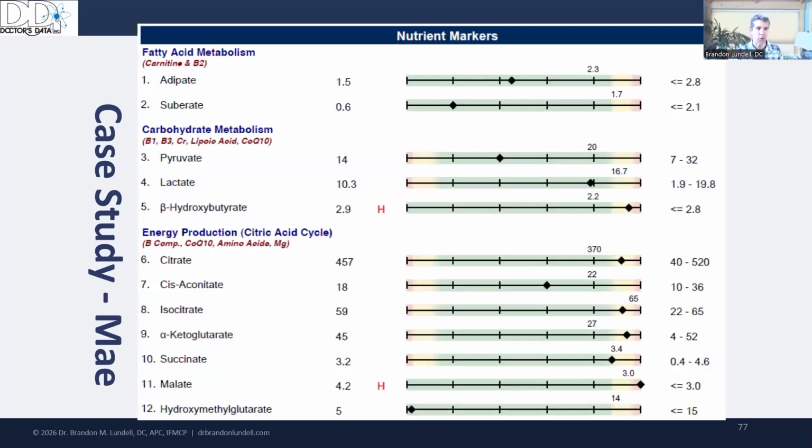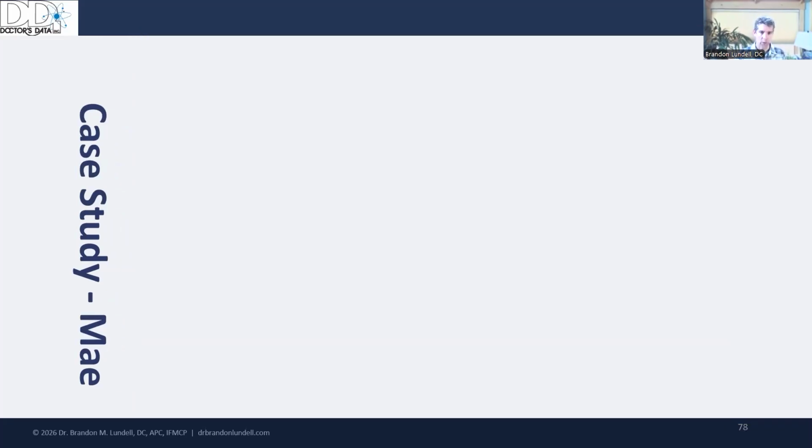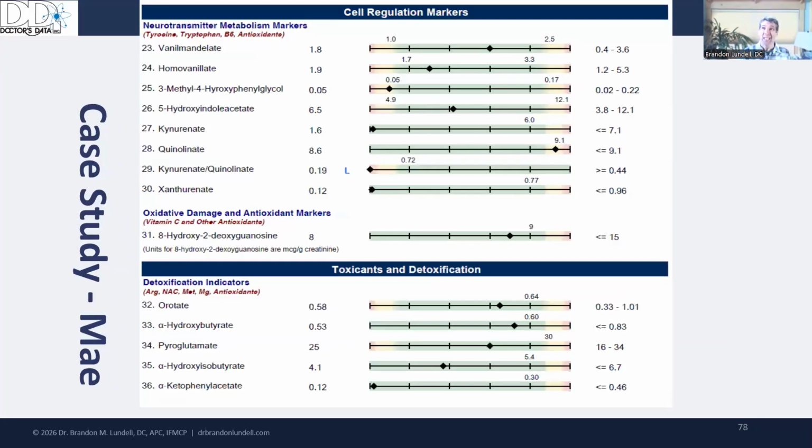Her beta hydroxybutyrate was high, which is actually a more sensitive indicator of insulin resistance than hemoglobin A1C and fasting blood sugar. All of her energy metabolites were elevated, meaning her mitochondria were pretty severely dysfunctional. I rarely see all of these in the upper quintile. So she had very little mitochondrial function. You can see why these things don't get addressed when you're just doing peptides.